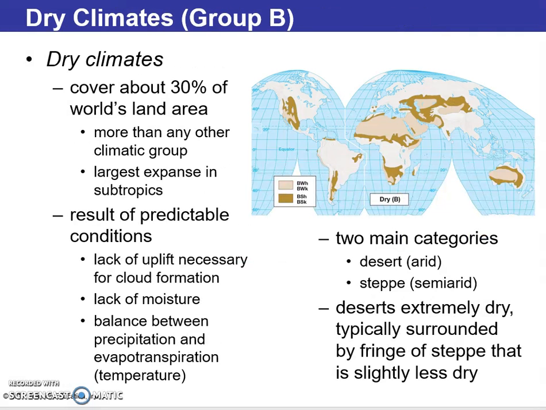Then we jump to B, dry climates. Covers about 30% of the world's land area. We can see a bunch of the dry climates. No surprise, we see quite a bit of Africa involved in this. We see a lot of coastal terrain and a little bit of inland terrain when we get to Europe and the Russia region up in the top right here. And then we see some coastal, a little bit of coastal when we get to Australia and South America.